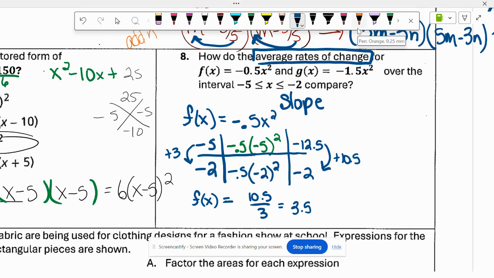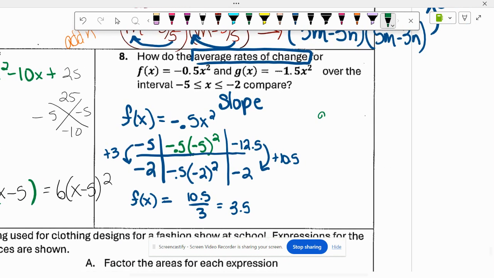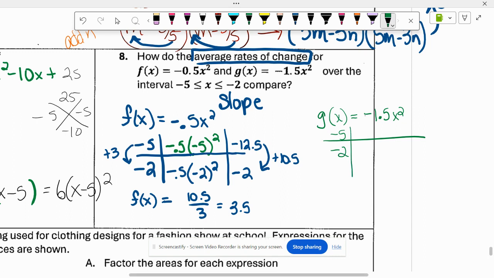Now let's look at our g of x function. Again, we're going to do it the exact same way. So g of x is negative 1.5 times x squared, and I have to let x equal negative 5 and negative 2. So when x is negative 5, I have negative 1.5 times negative 5 squared. Negative 5 times negative 5 is 25, and that actually equals negative 37.5.